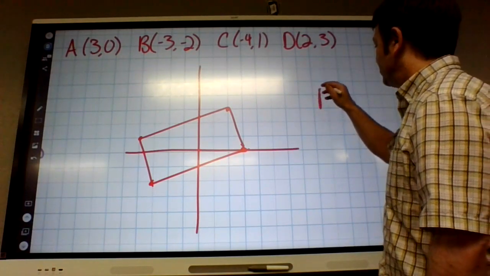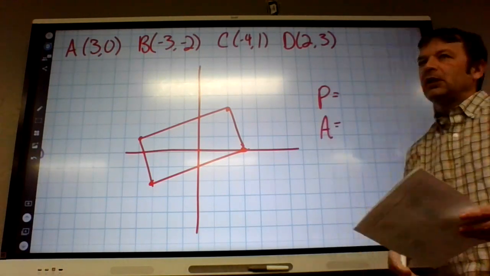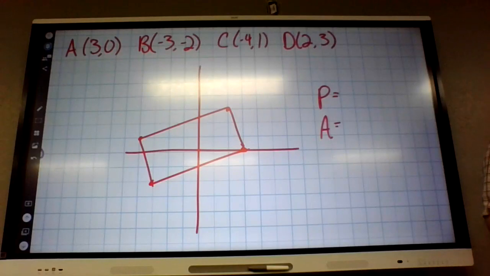So how do we find perimeter? Let's start with that one. How do we find perimeter of the shape?